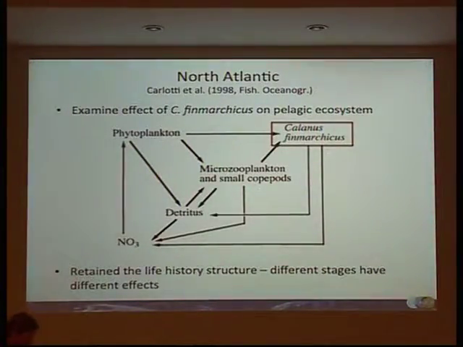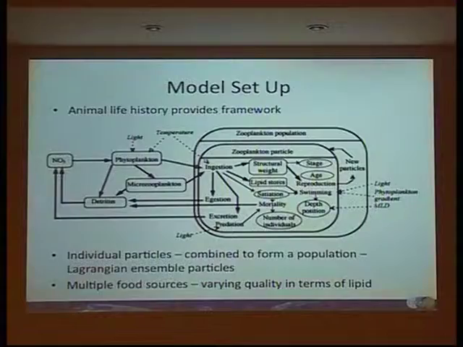So if you take that and blow it up, now the model looks like this, where there is this ecosystem model over here, or lower trophic level model, more correctly, with the phytoplankton, microzooplankton, and detritus. There's all this detail over here for the individuals, for the particles. And in this case, the individual particles are actually combined to form a population because it's using what's called the Lagrangian ensemble particle, where each particle is a whole group of individuals with some variability associated with them.